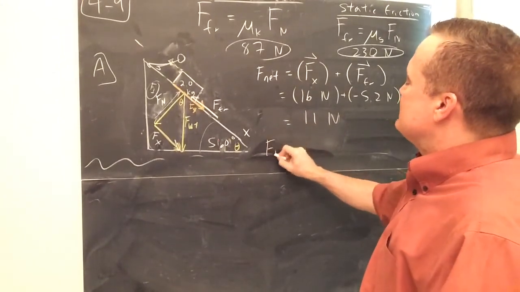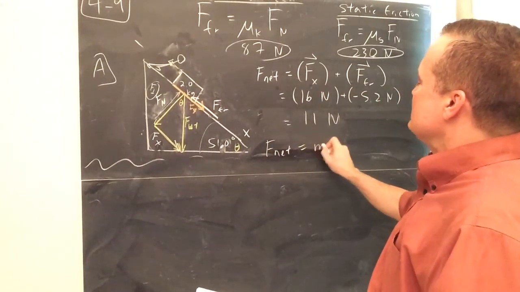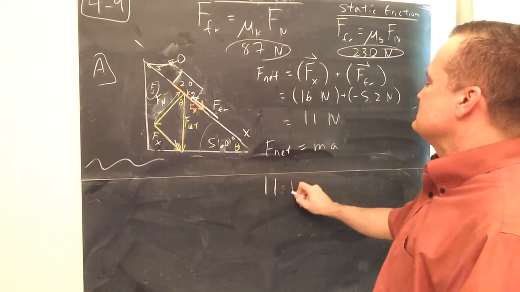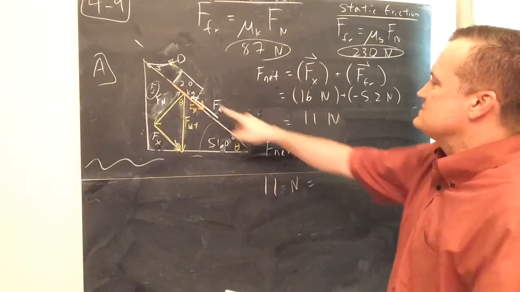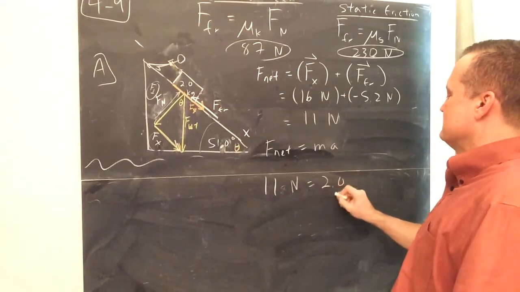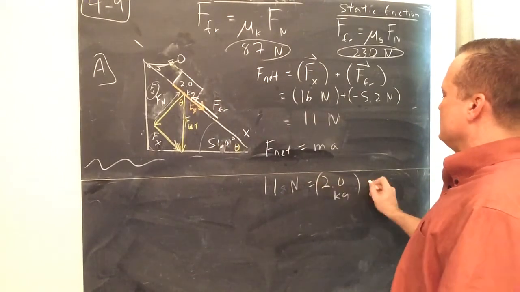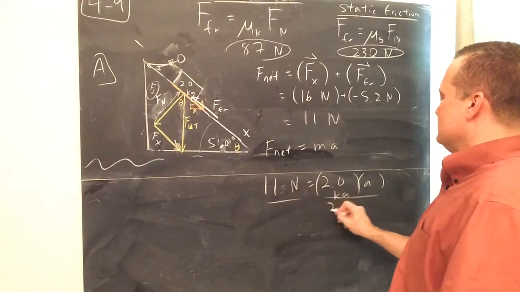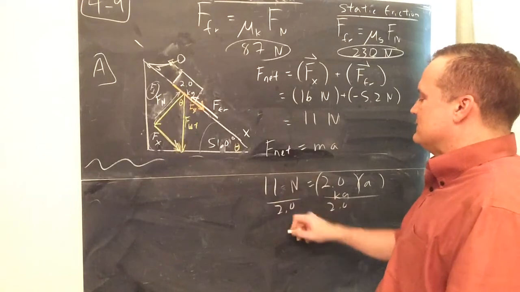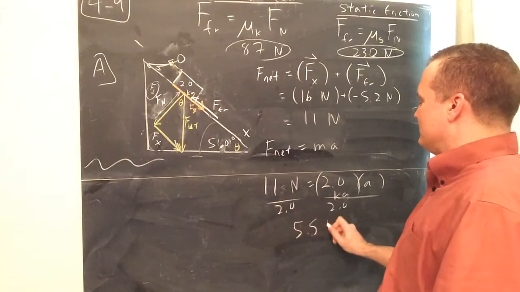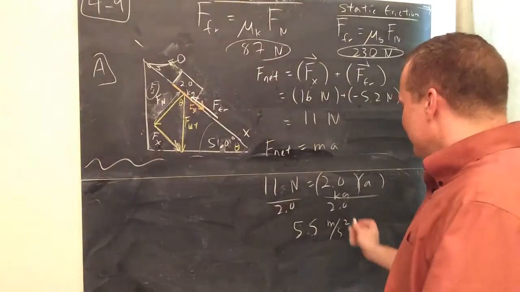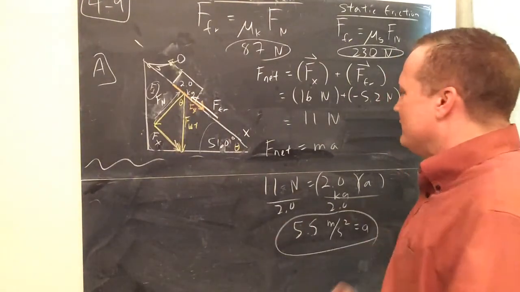Net force is always ma. That's how you can find the acceleration. So if the net force is 11 newtons, the mass is 2 kilograms, then you can calculate the acceleration here, and I don't even need a calculator for that. 11 divided by 2 is 5.5 meters per second squared, the acceleration. So that's all that we had to put on there.